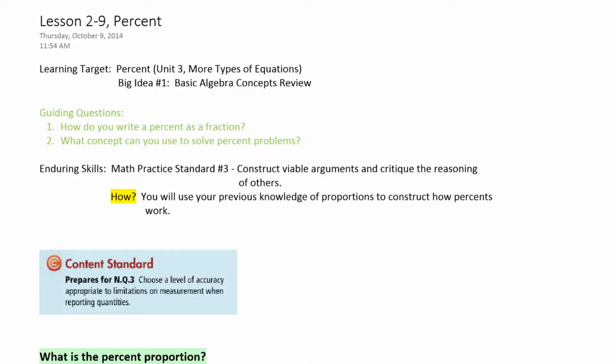In Lesson 2.9, we're going to be talking about percent. We're still in Unit 3, more types of equations. Our big idea, still big idea number 1, basic algebra concepts review.